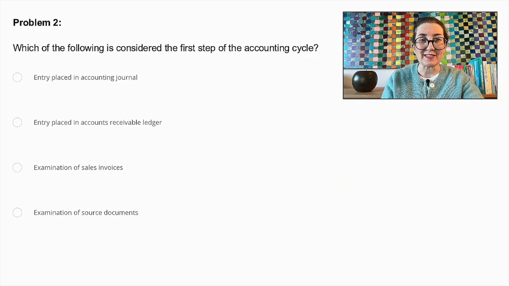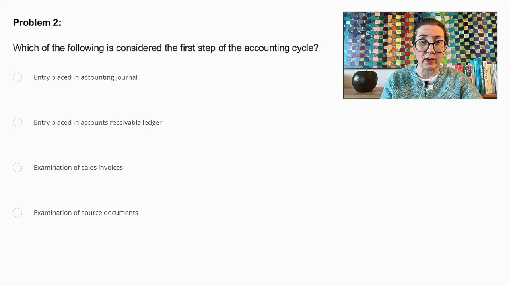Which of the following is considered the first step of the accounting cycle? Entry placed in accounting journal, entry placed in accounts receivable ledger, examination of sales invoices, or examination of source documents. An entry placed in the accounting journal is crucial for recording transactions, but it is not the first step. Similarly, entries in the accounts receivable ledger organize customer balances, yet they come later in the process.